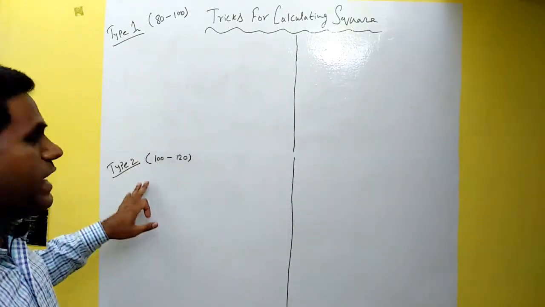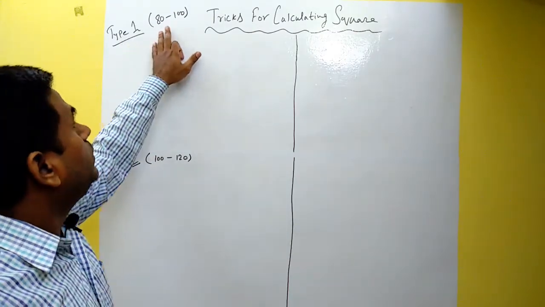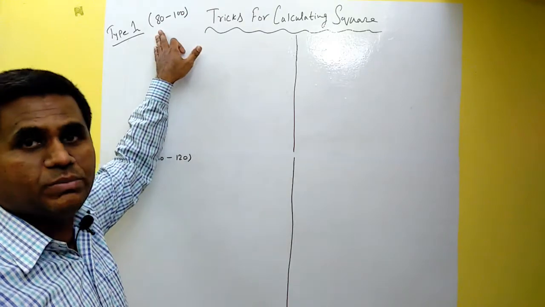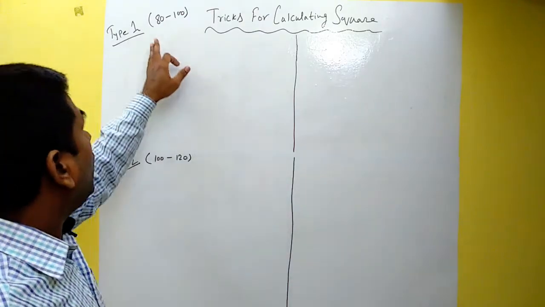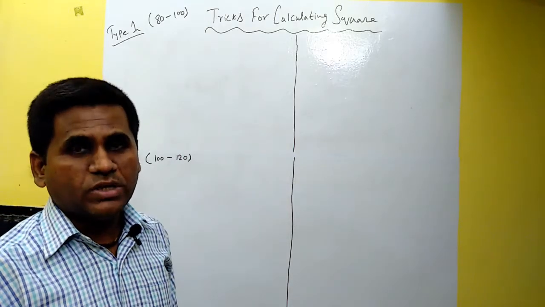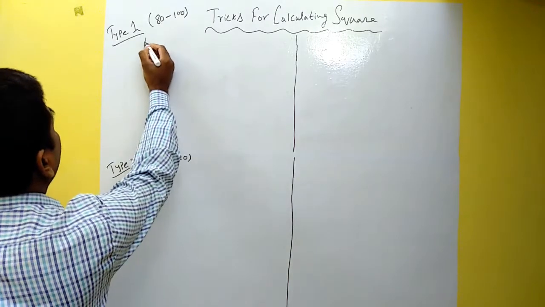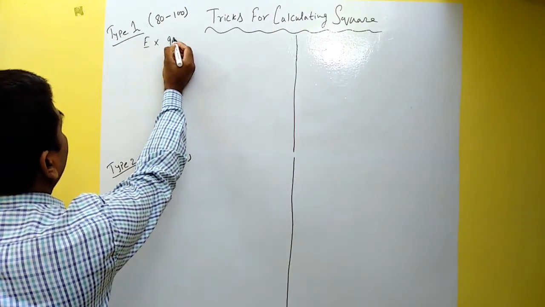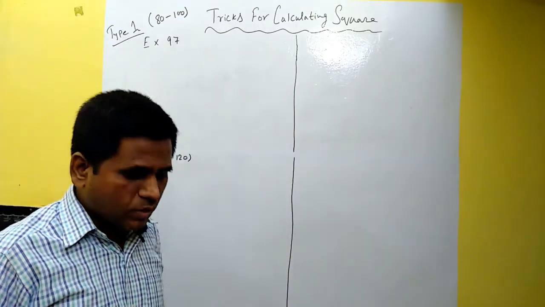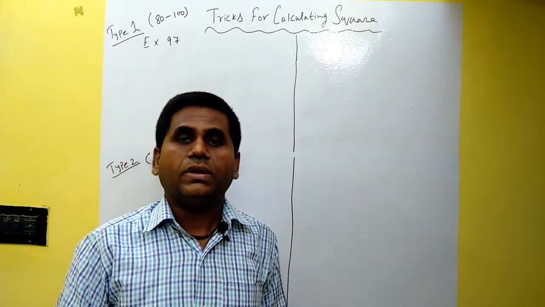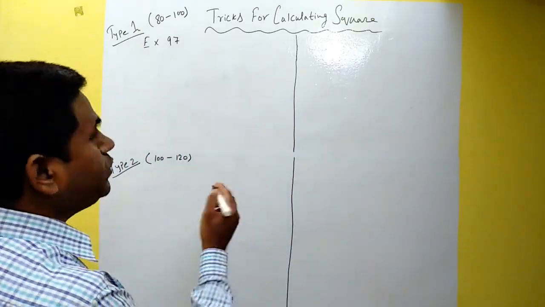So we have 2 types here. In the first type, we are going to learn to calculate the square of numbers between 80 and 100, in just 3 steps. For example, I will take the number 97, and here we have to assume the base as 100. What is the use of the base? I will tell you in step 1.